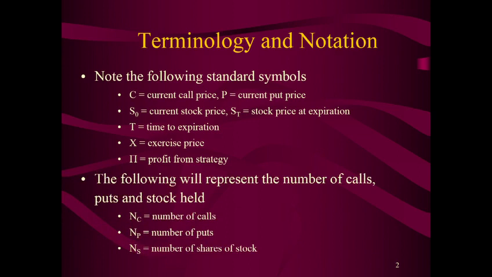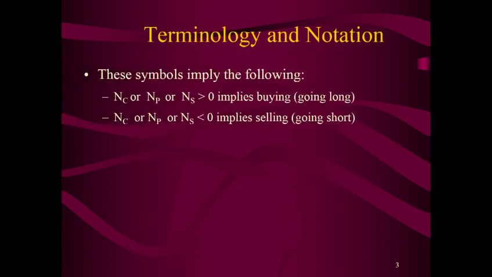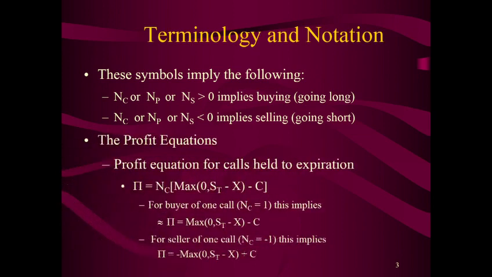So N simply denotes the number, your position size. So N_C, number of calls, N_S, number of stocks. So very simple. Now, if your position size is positive, greater than 0, it means you're long. Okay, and if you're short, then you apply a negative sign to it, hence less than 0.